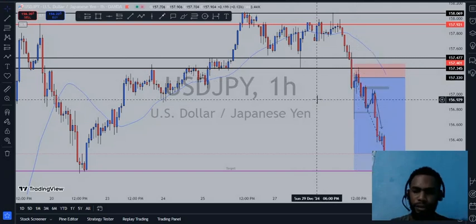Now, for me personally, I like to take my entries off the 15-minute and the 30-minute time frames, because it helps me get in sooner and risk less, and then I aim for a higher reward. So I take my entry from the 15 or 30 minute time frame, and then I normally aim for the zones based off the higher time frame.